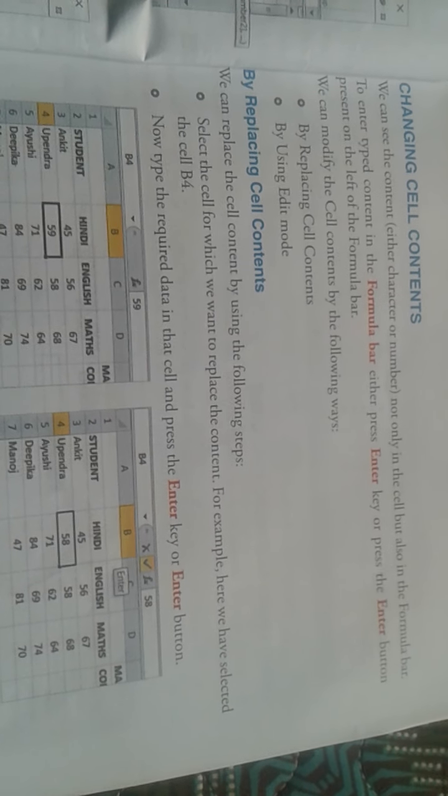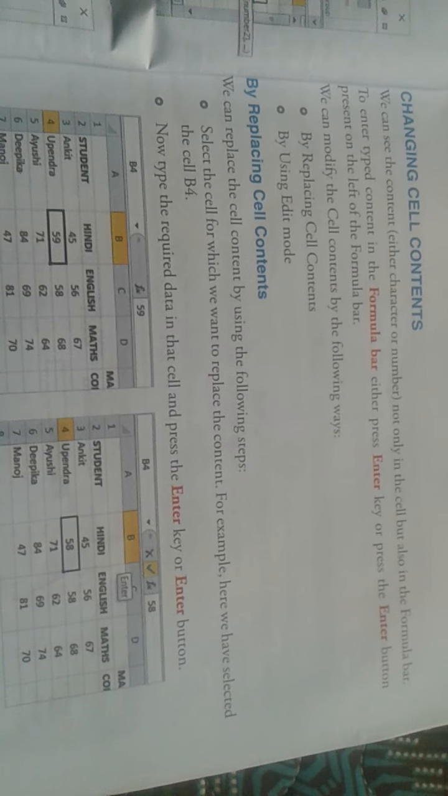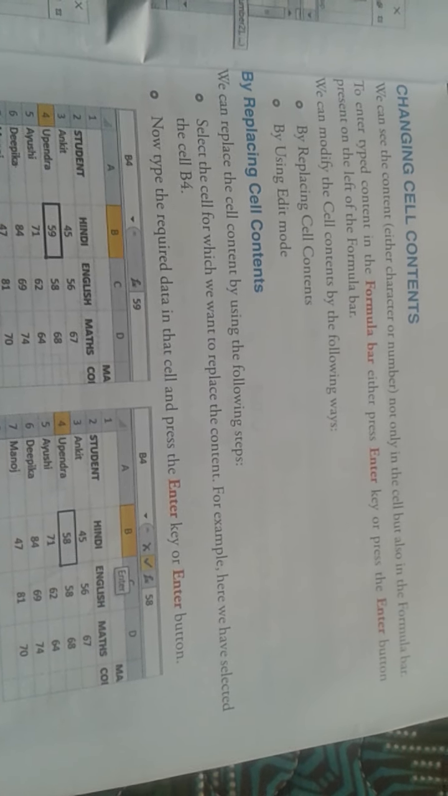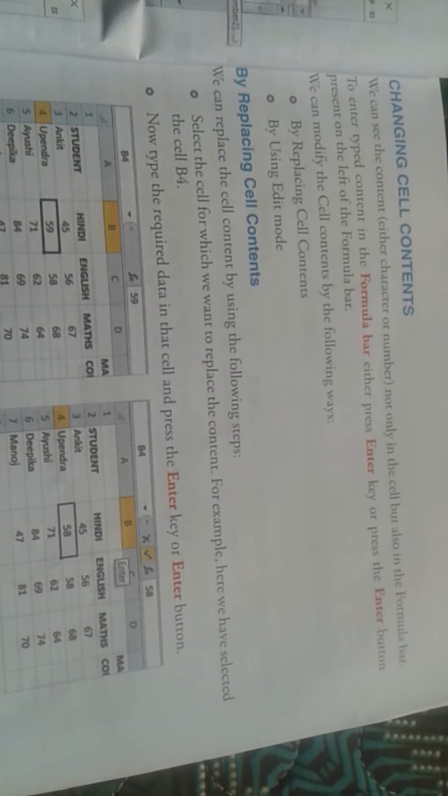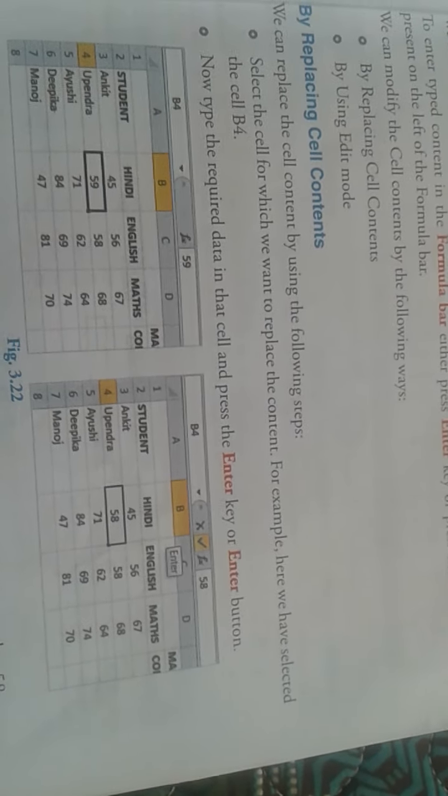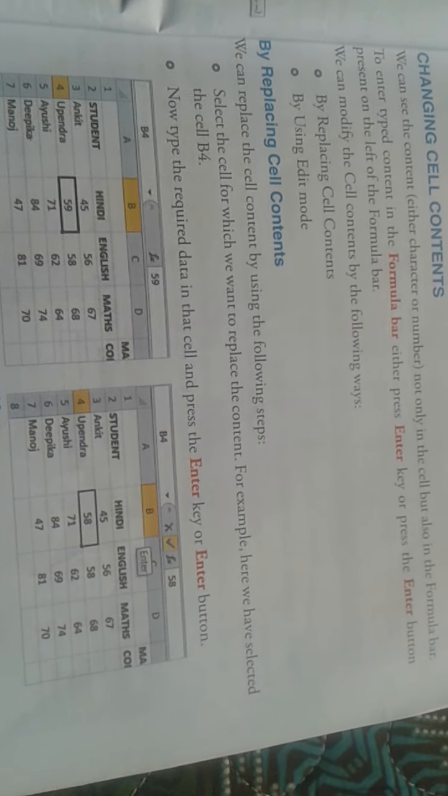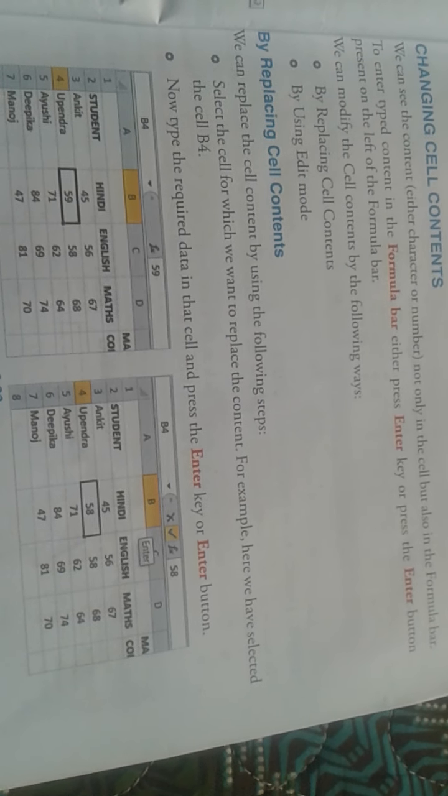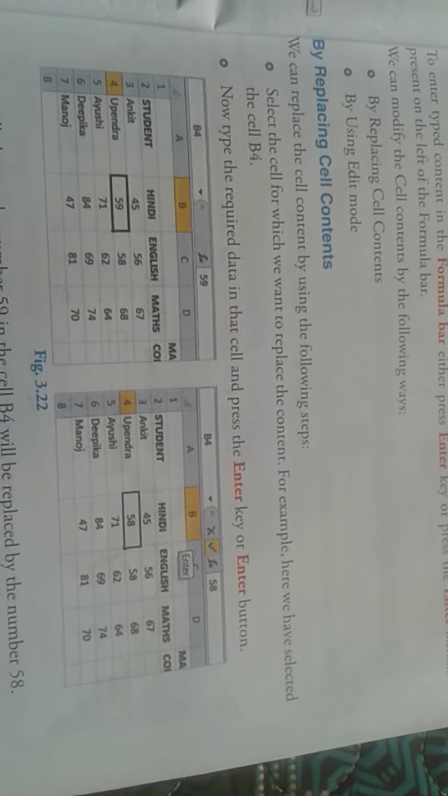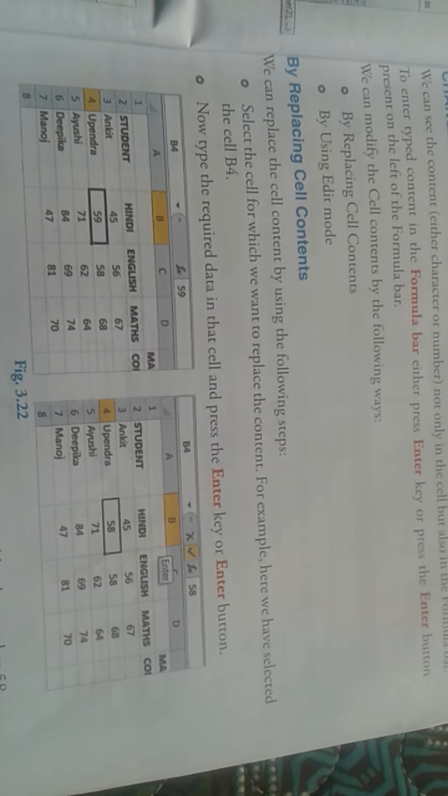We can modify the cell content in the following ways. We can modify the cell content in two ways: by replacing cell content or by using edit mode. Through edit mode we can change the cell. Replacing cell content means we can replace the cell content by using the following steps. These are the steps through which we can change the cell content.